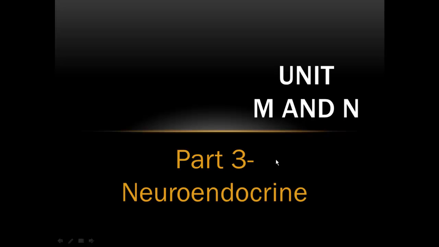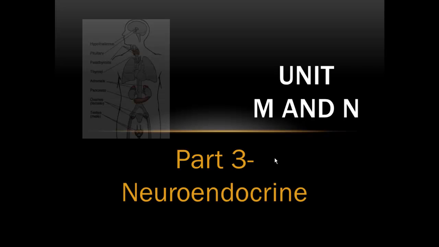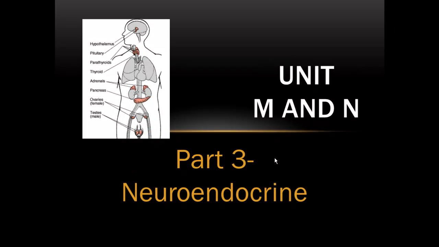This is part 3 of Unit M and N. This part will cover the neuroendocrine connection, which is the connection between the nervous system and the endocrine system. Remember, the nervous system is comprised of the central nervous system and the peripheral, which was covered in part 2. So let's get started.